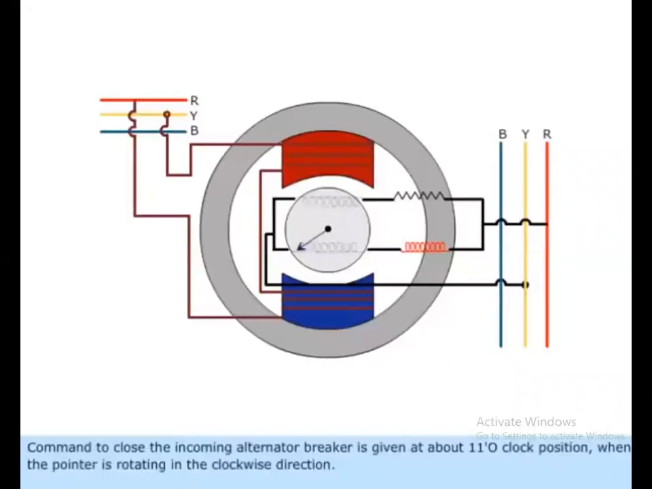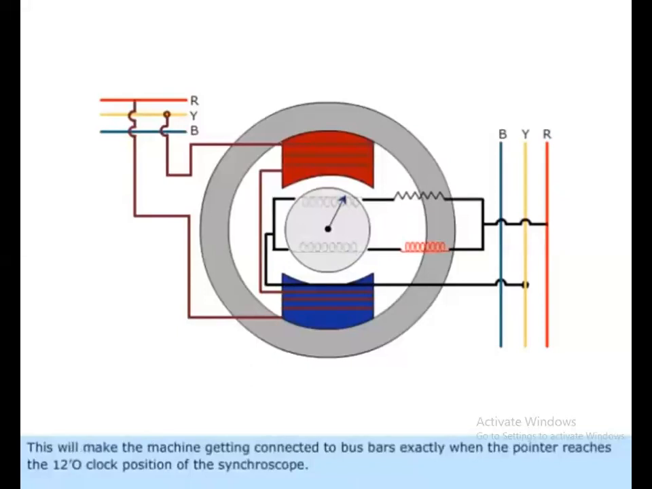Command to close the incoming alternator breaker is given at about 11 o'clock position when the pointer is rotating in the clockwise direction. Command to close the incoming alternator breaker is given at about 1 o'clock position when the pointer is rotating in the anti-clockwise direction. This will make the machine get connected to the bus bars exactly when the pointer reaches the 12 o'clock position of the synchroscope, the same position. Then we have to close the switch.